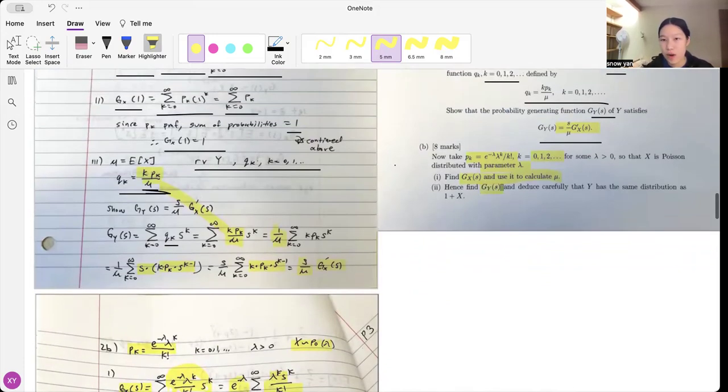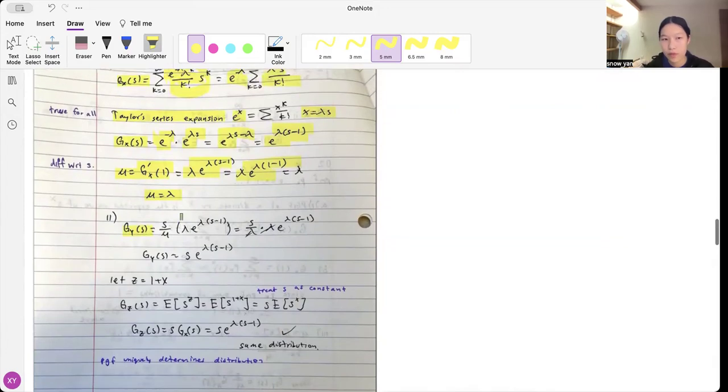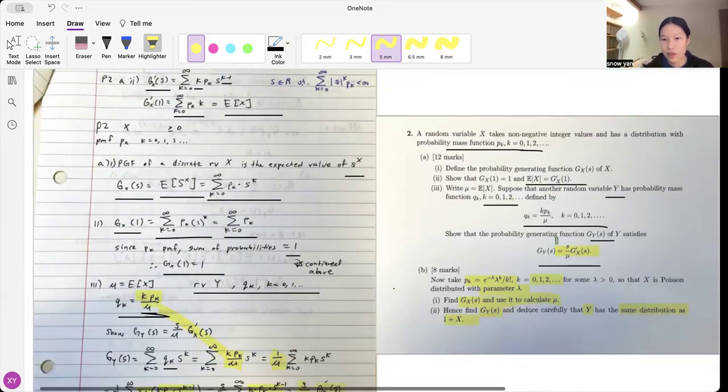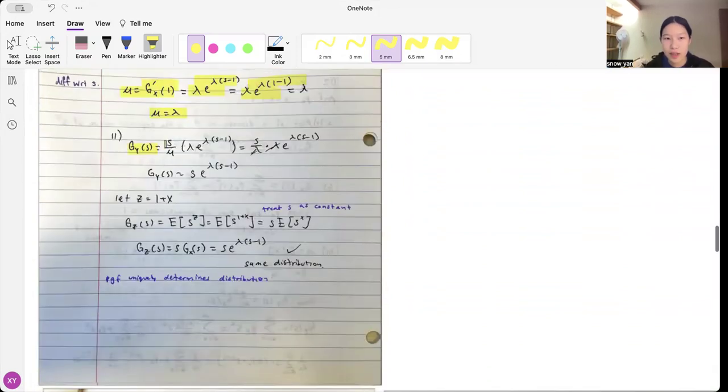Part 2, find G_Y(s), and carefully deduce that Y has the same distribution as 1 plus X. Okay, so I'm trying to find G of Y. I know from the earlier part that G_Y(s) is equal to s divided by mu times the derivative of G_X(s). So now I just plug in that, and this is just g prime of x, the derivative. Now I see that the lambda cancels out, and I have G_Y(s) is equal to s times e to the lambda (s minus 1).